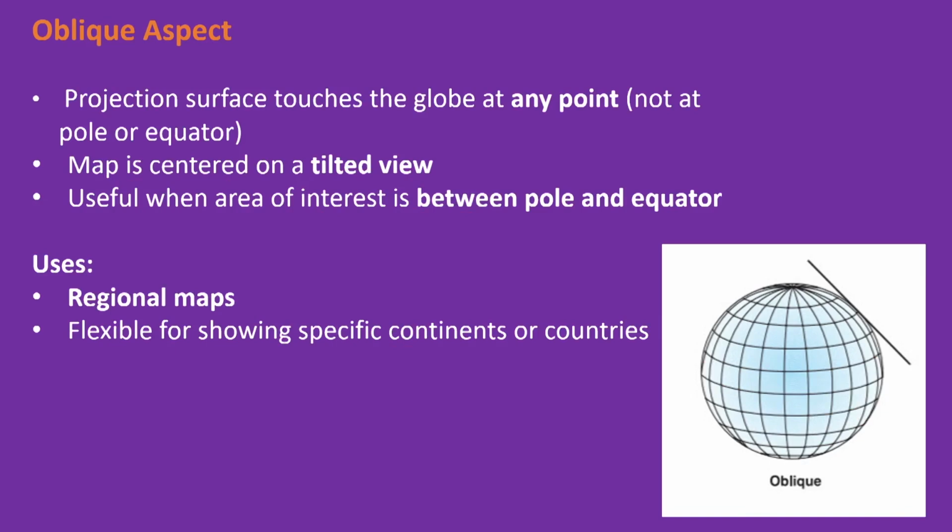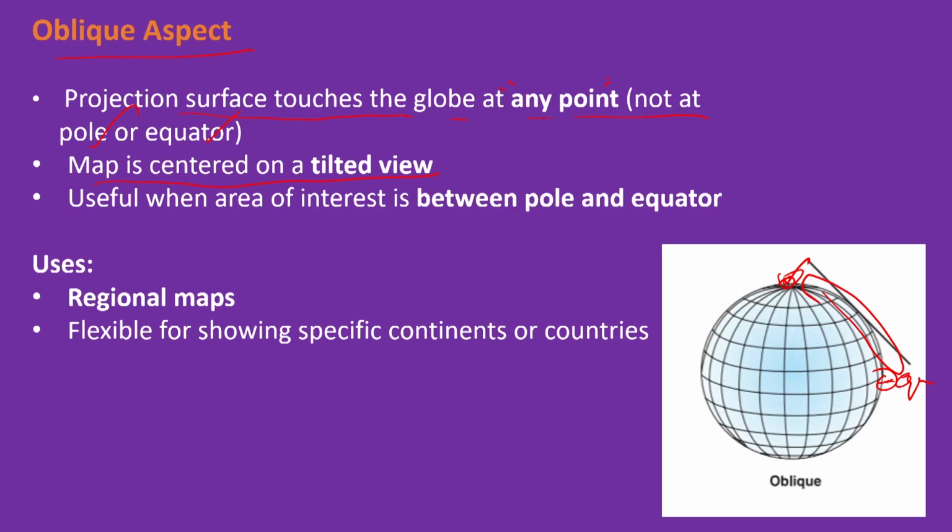Let us understand the oblique aspect. If any area is falling in between the polar side and the equator side, in between these two areas we want to project, then you can use the oblique aspect, okay. Projection surface touches the globe at any point, not polar and equator. So, which means in between equator and polar, okay. You can use this aspect, the oblique aspect. The map is centered on a tilted view.